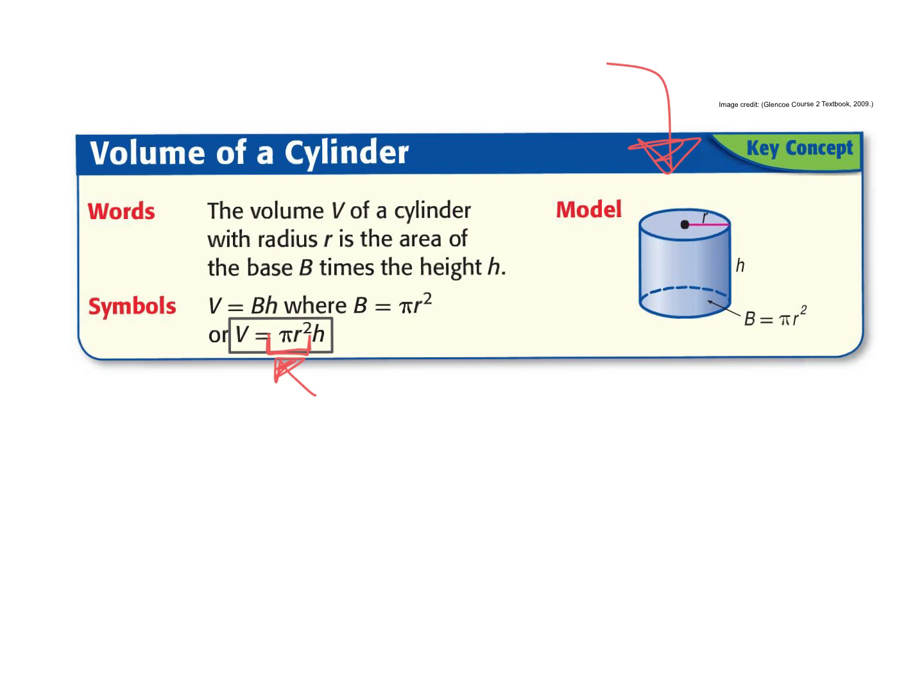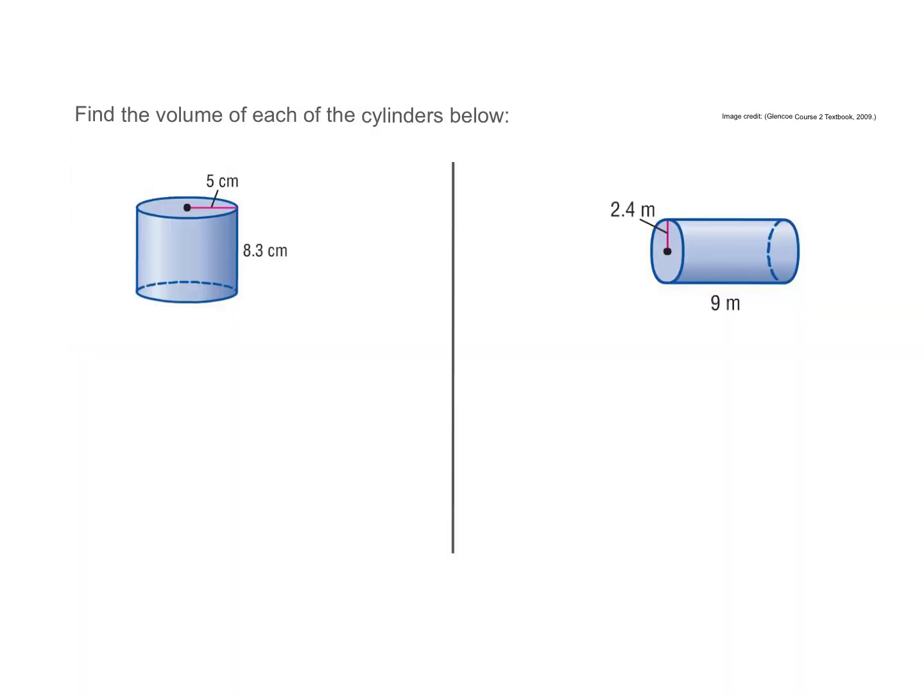Okay, so make sure you have all of the formulas written down, and I would have a picture of all of the prisms and the cylinders labeled with the height and the radius and the formula and all that. So now let's find the volume of the cylinders.